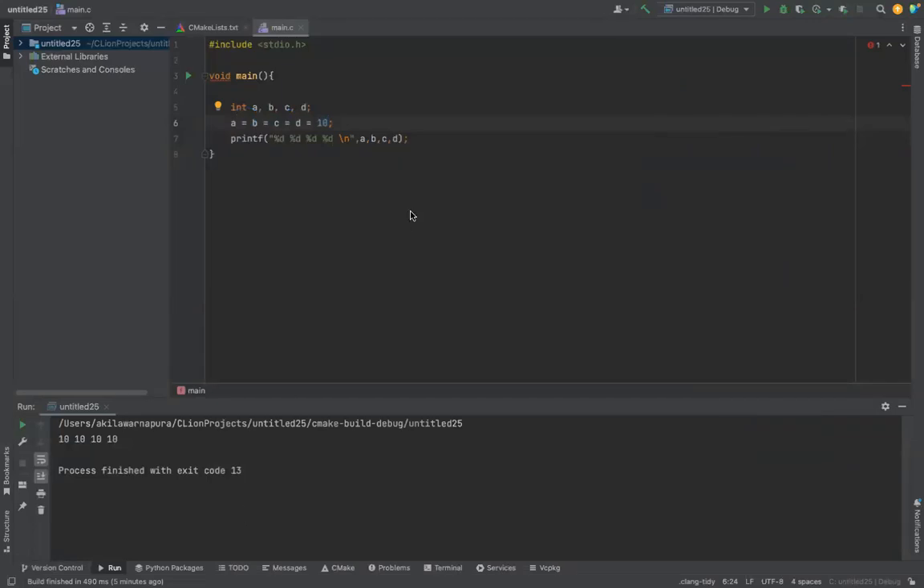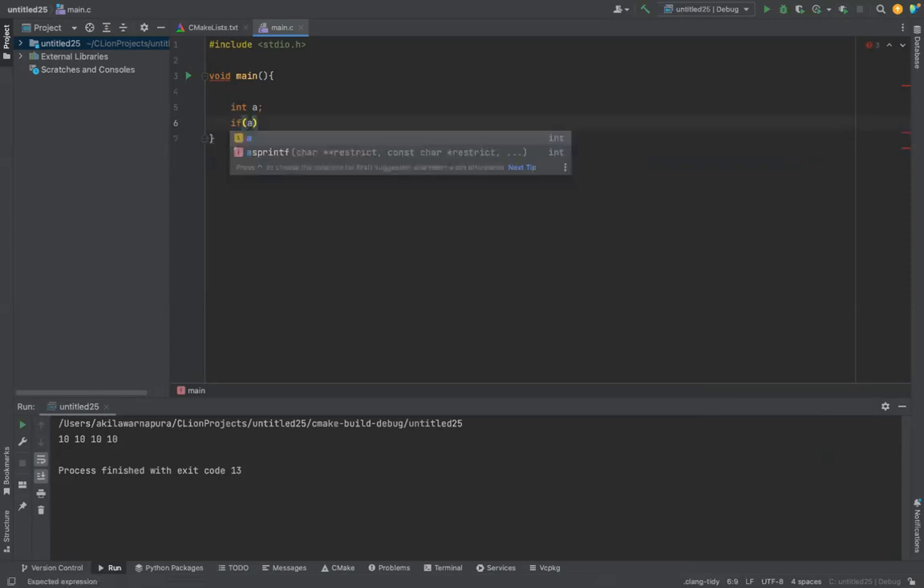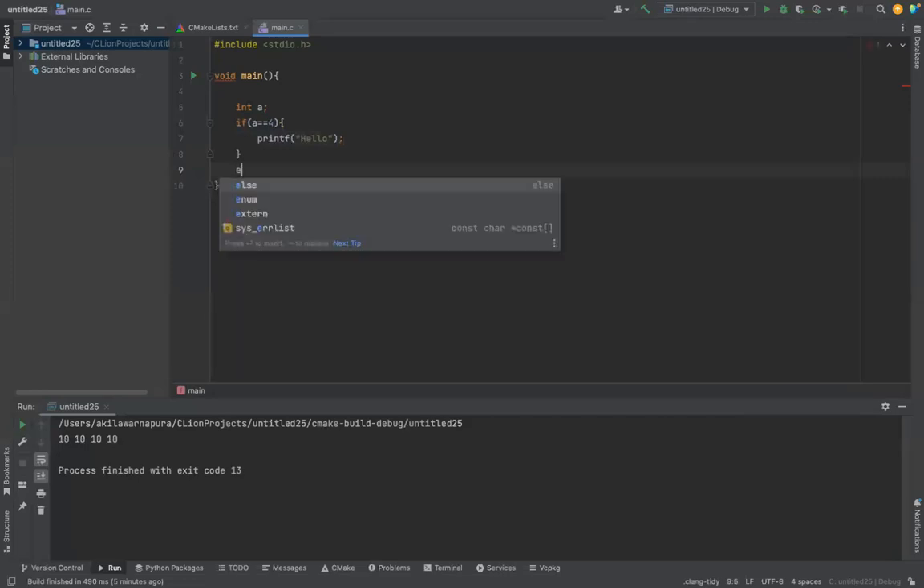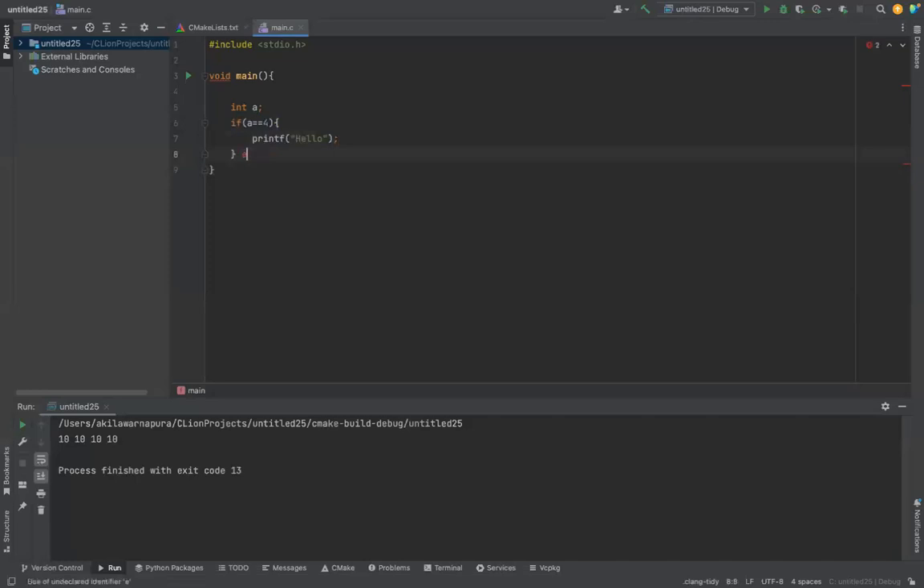For an example, if a equal 4, printf hello. Else if a equal 5, printf hi.